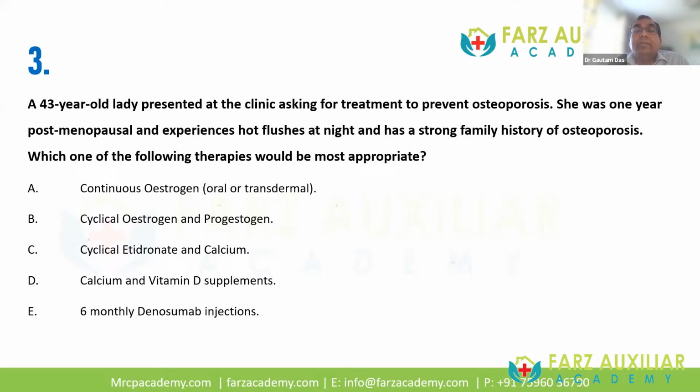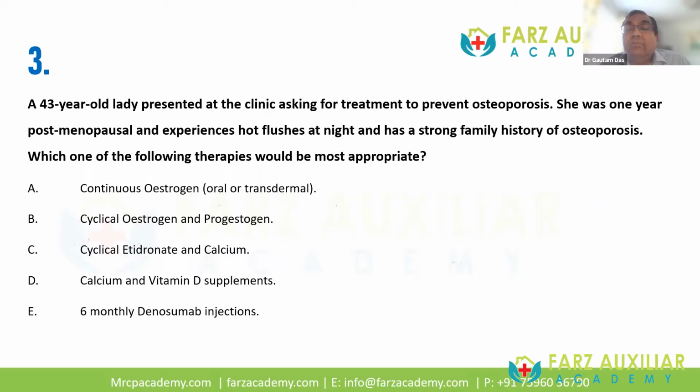Okay, nothing. So a 43-year-old lady presented at the endocrine clinic asking for treatment to prevent osteoporosis. So she was 1 year postmenopausal and experiences hot flushes at night and has a strong family history of osteoporosis. So you can see she's not in the 50 bracket. She probably has got an early menopause because there is a strong family history. And she is very worried that she might develop osteoporosis very soon. So which one of the following therapies would be most appropriate for this person?